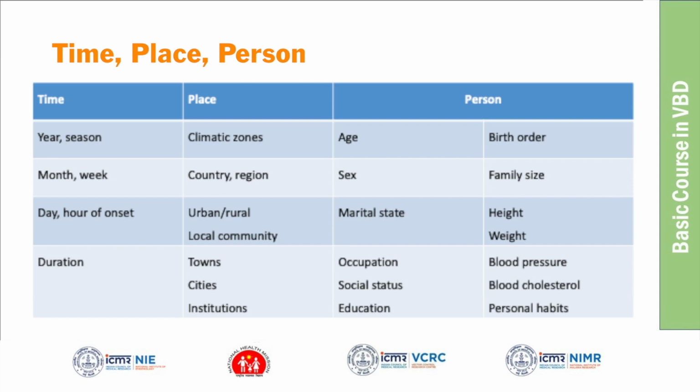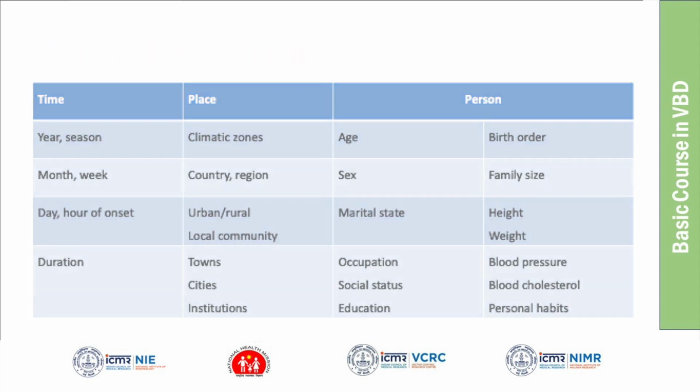And then coming to the person, you can describe the person based on their age and birth order and the family size and the gender, marital status, based on their height and weight. And from then you can calculate the BMI or the basic measures of blood pressure, blood cholesterol and personal habits. And also some of us might be interested in occupational related hazards or socioeconomic status or the education. These are all the possible list. It is an endless list. You can add based on the characteristics of the time, place and person.